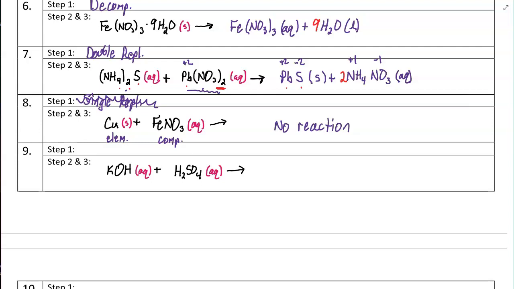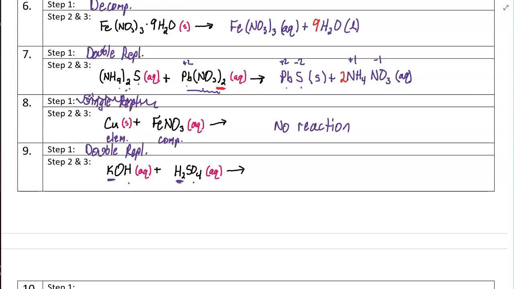Okay, number 9. Pay attention to the format. Potassium hydroxide is an aqueous ionic solution. Hydrogen sulfate is an aqueous ionic solution. This is double replacement. Switch the positions of the cations, the potassium and the hydrogen.